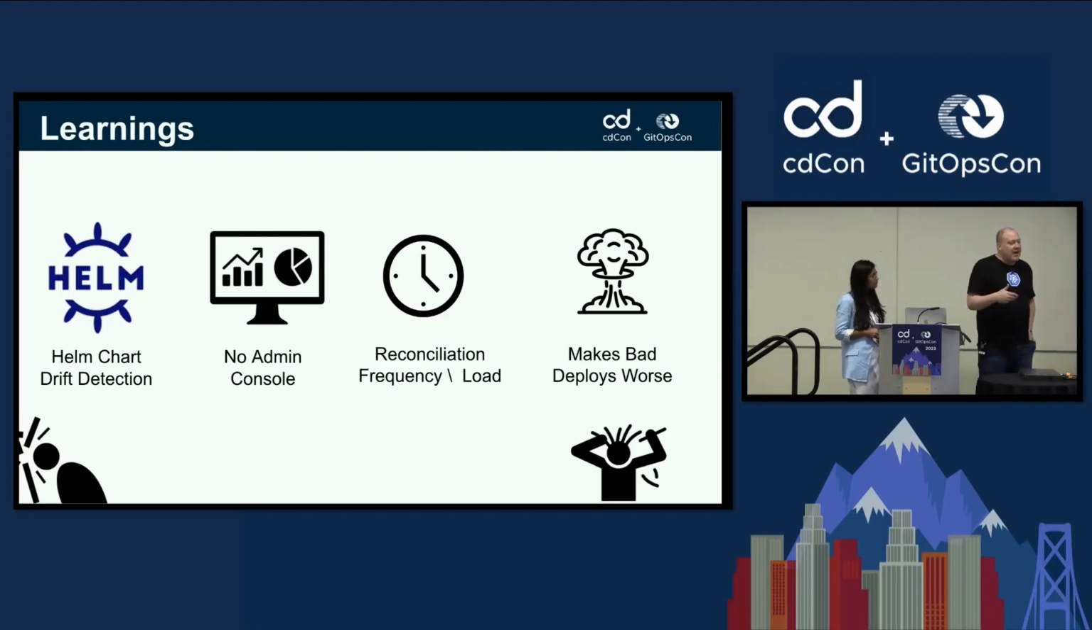One of the challenges we had is that traditionally, and this has changed, the Helm charts didn't have the same level of drift detection that we expected. And what that meant is that someone went in and messed with a resource.